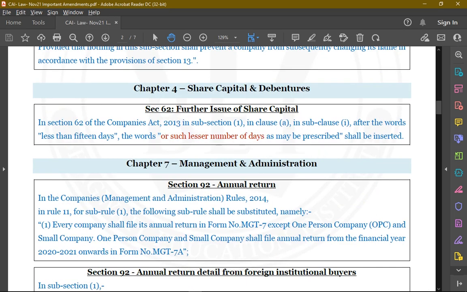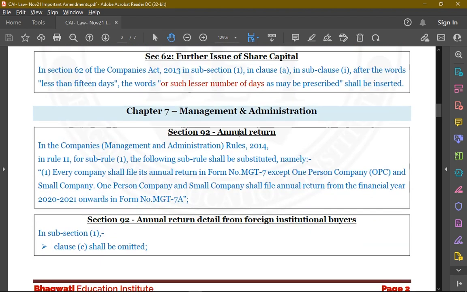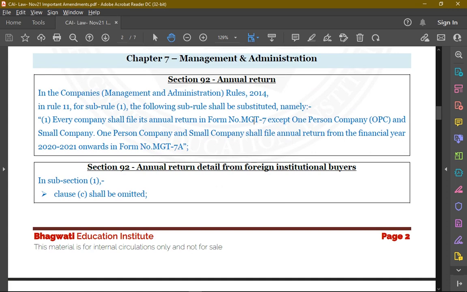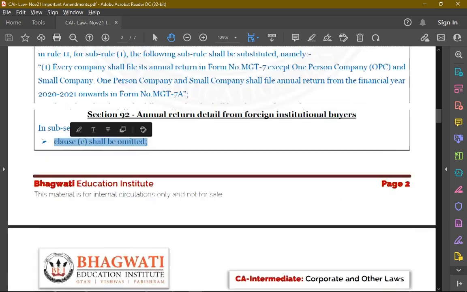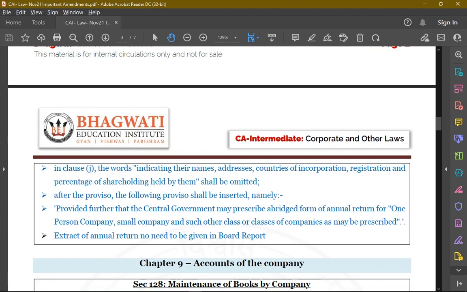Over here in section number 92, for the OPC, a new form is introduced, that is the MGT-7A, which is the abridged version of the MGT-7, and in clause C, about the foreign institutional investors, certain details have been omitted, like its indebtedness, and certain other details also have been taken back over here. And the extract of the annual return need not be given in the board report.